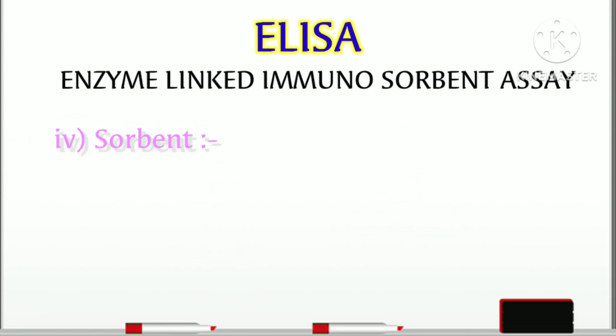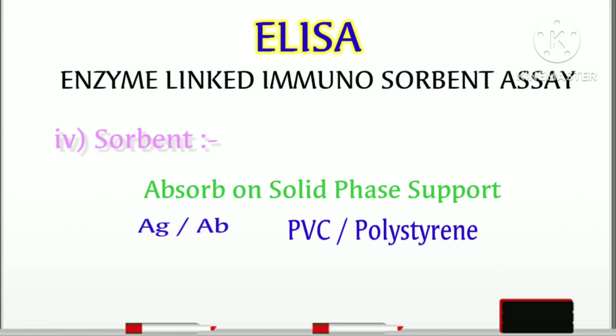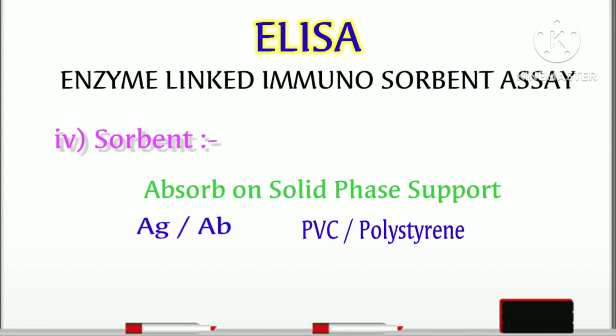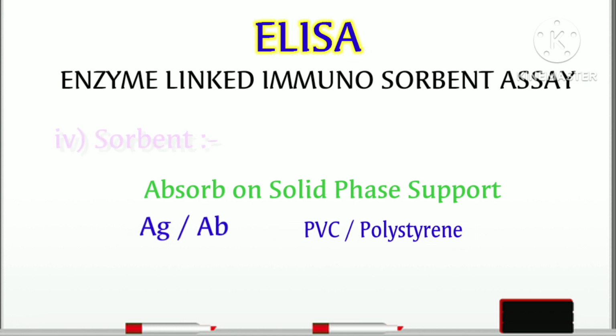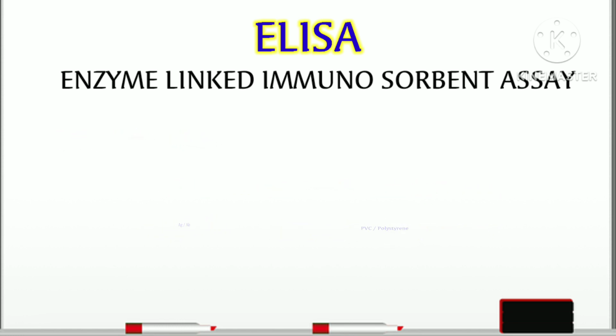The term sorbent means absorb on solid phase support. For ELISA, we use microtiter wells. One ELISA kit contains 96 microtiter wells, and each of the wells is composed of polyvinyl chloride or polystyrene. Antigen or antibody are coated or immobilized on this solid phase support. This is called sorbent. And the last, assay. Assay means technique or method.